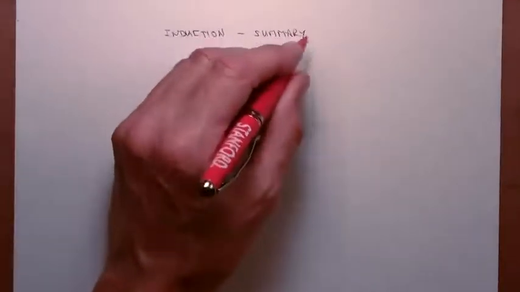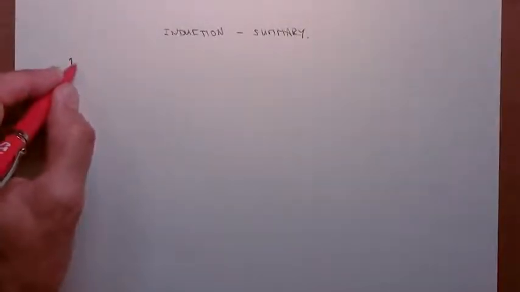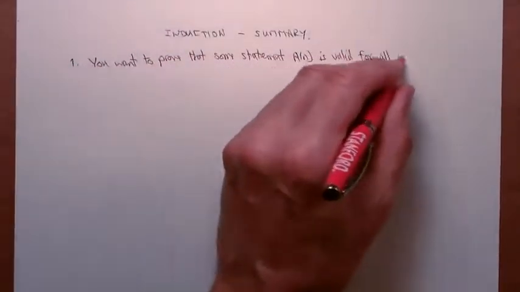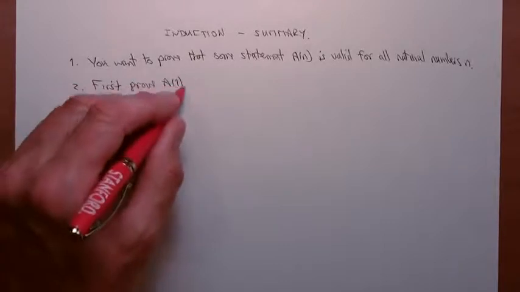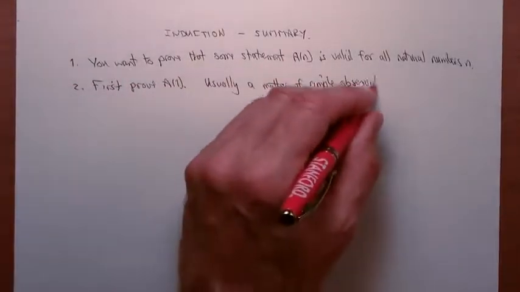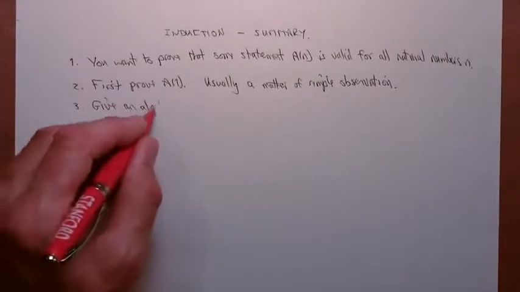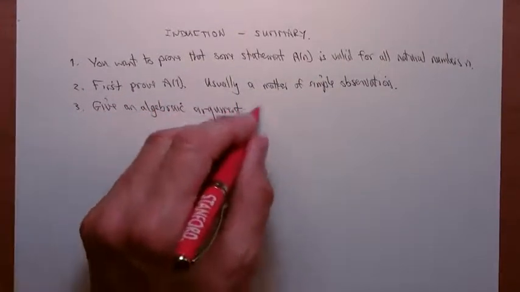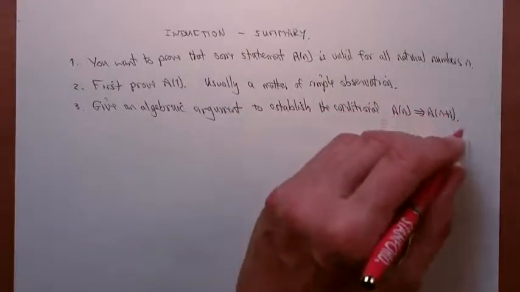Let me summarize how induction works. You want to prove that some statement A(n) is valid for all natural numbers n. You first prove A(1). That's usually a matter of simple observation. The next step is to give an algebraic argument to establish the conditional A(n) yields A(n+1).